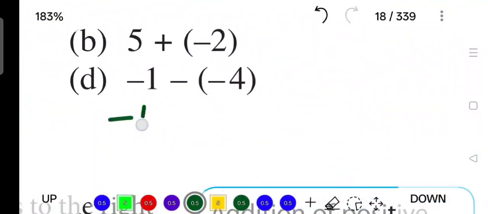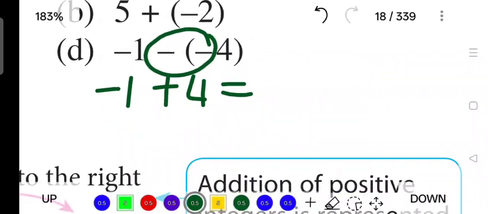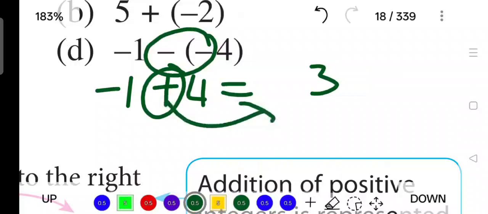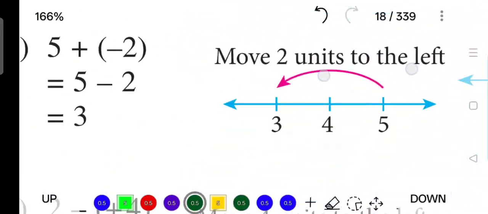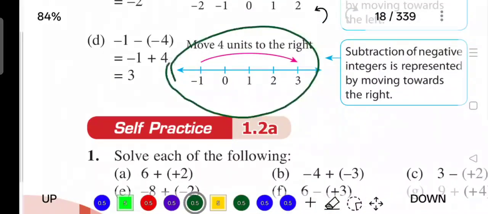All right, let's see question D. This is positive. Negative positive is negative. Negative here means it is operasi tolak again. So 4 minus 1 is 3, and you just take the big number's symbol or sign, which is positive 3. All right, so yeah, we don't have to follow these.